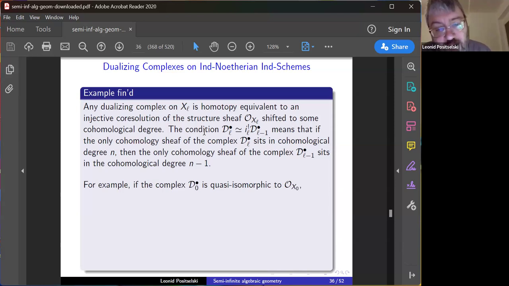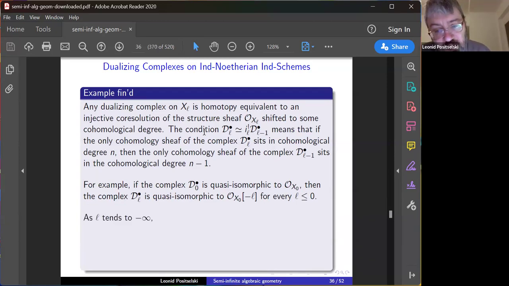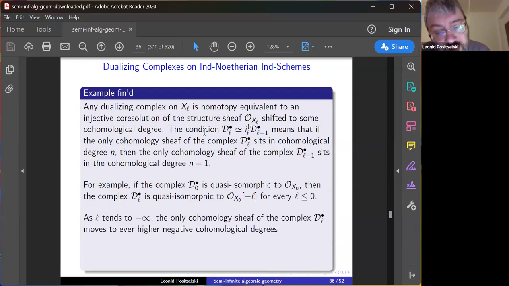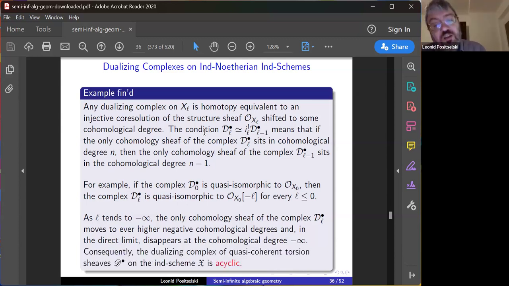For example, if the complex D zero is quasi-isomorphic to O X zero without a shift, then the complex D l is quasi-isomorphic to O X zero shifted by minus l for every l less than 0. As l tends to minus infinity, the only cohomology sheaf of the complex D l moves to ever higher negative cohomological degrees and in the direct limit disappears at cohomological degree minus infinity. Consequently, the dualizing complex of quasi-coherent torsion sheaves D on the ind-scheme X is acyclic.